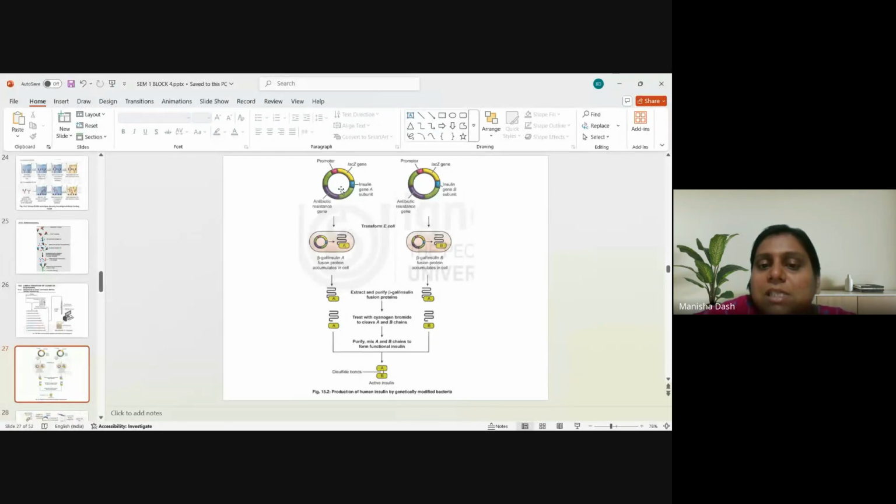So one vector is carrying the A subunit, the other vector is carrying the B subunit. This is the antibiotic resistance gene, the marker gene for selecting the transformed bacteria. And this is the lac gene that will carry the transcription of this insulin gene along with the lac operon. So the beta-gal insulin A fusion protein accumulates in the cell.